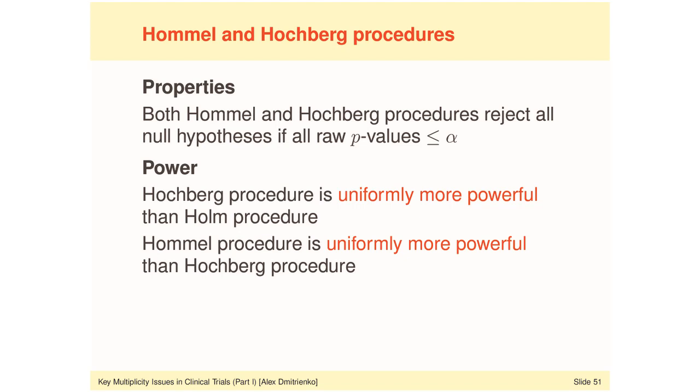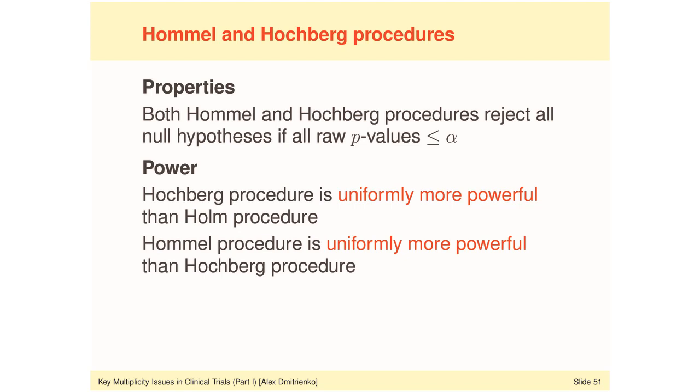And the second property shown here under power is much more important. This property is related to a power comparison between those two procedures. And what we need to remember here is a really important fact that helps us understand the relationships among the procedures that we have discussed so far. The first fact is that the Hochberg procedure is uniformly more powerful than the Holm procedure. And secondly, the Hommel procedure is also uniformly more powerful than the Hochberg procedure. This is the property that I mentioned briefly a few minutes ago.